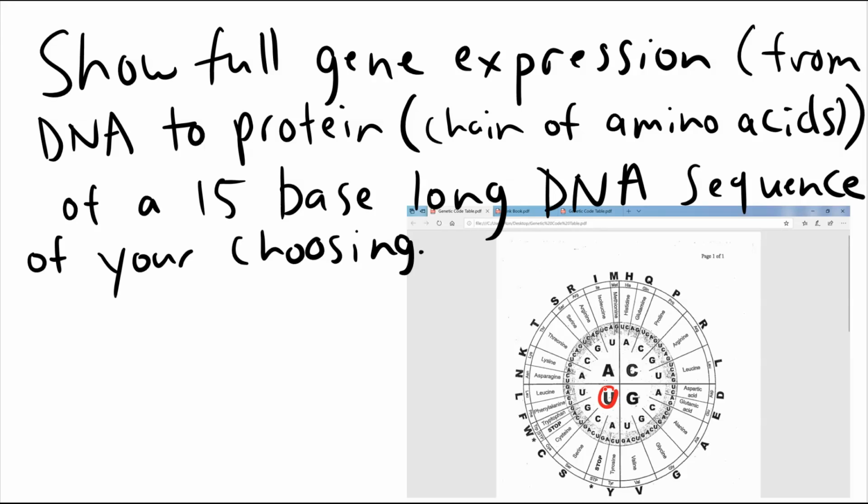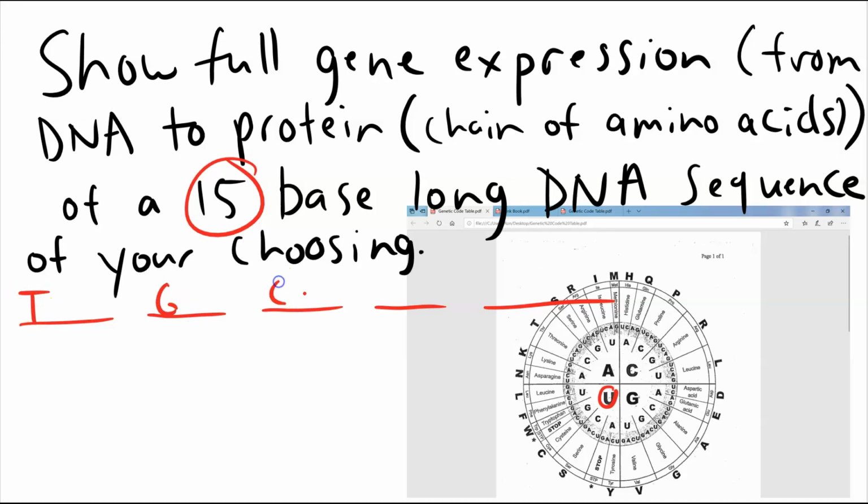Because there are 15 bases, that means there's going to be 5 codons. And I know that I don't want to put A at the beginning of any of them. So I'm going to put either T's, G's, or C's at the beginning. And whatever you put next after that is not really going to matter. Okay, so there's my DNA.